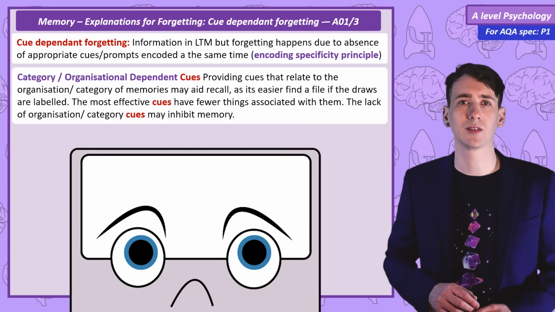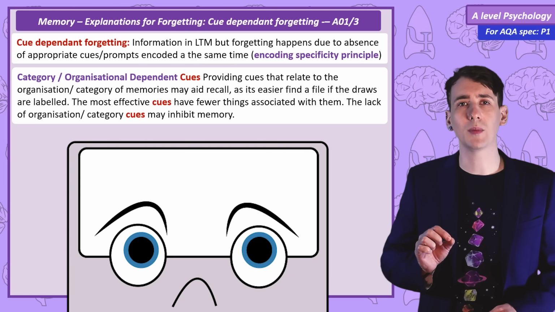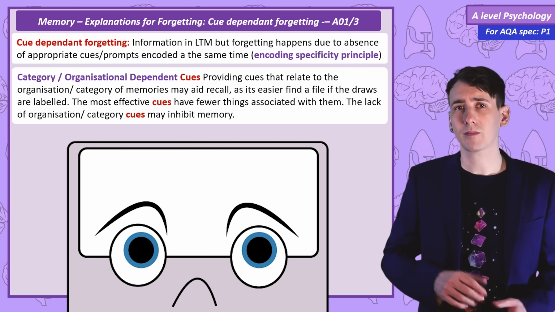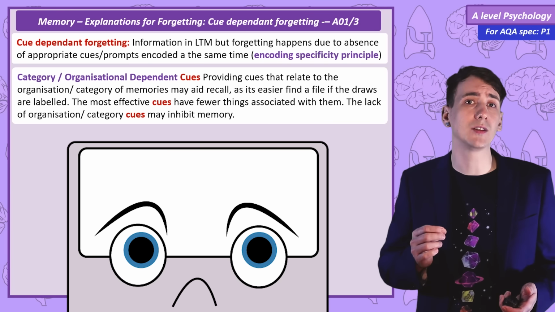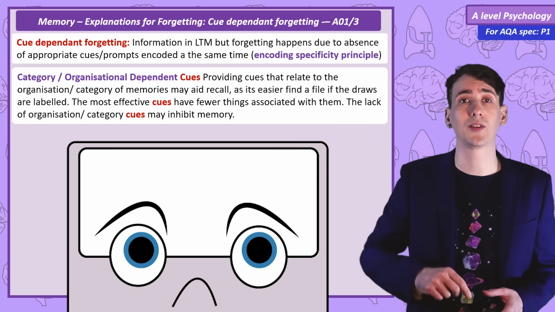And finally, category-dependent cues. This is a little more complex. The way we organise information can act as a cue. If we have other bits of information linked to what we're trying to recall, that acts as a cue.